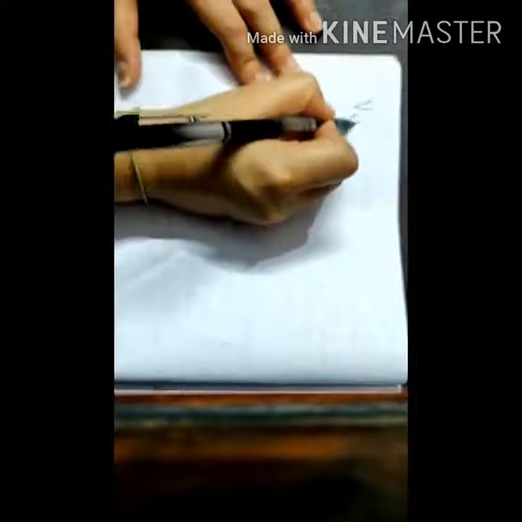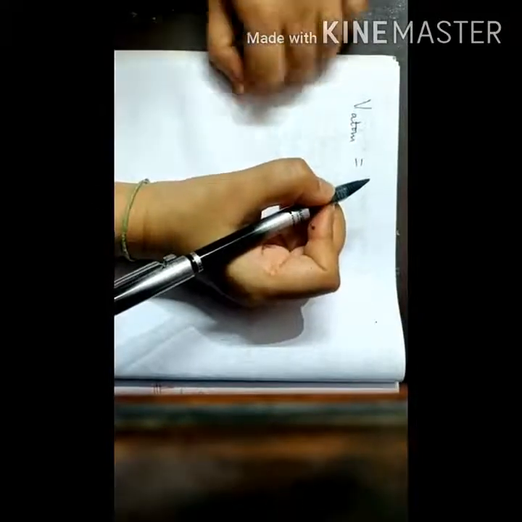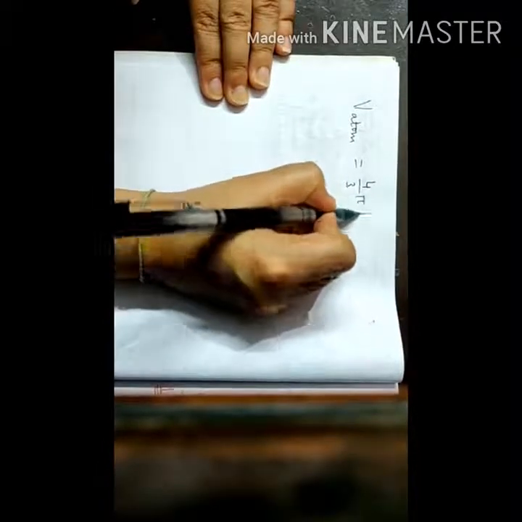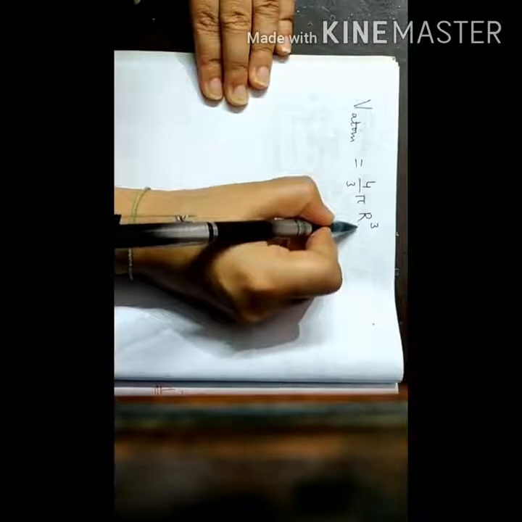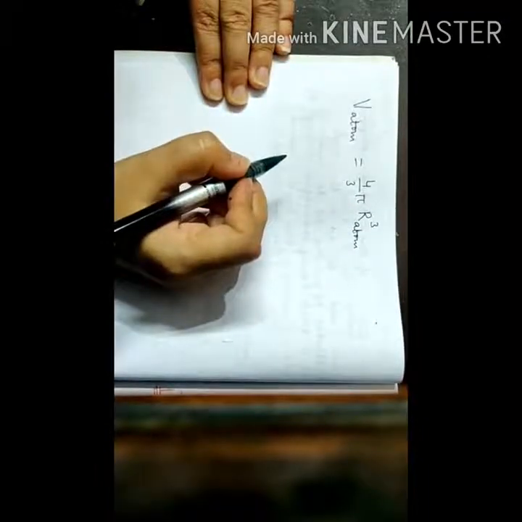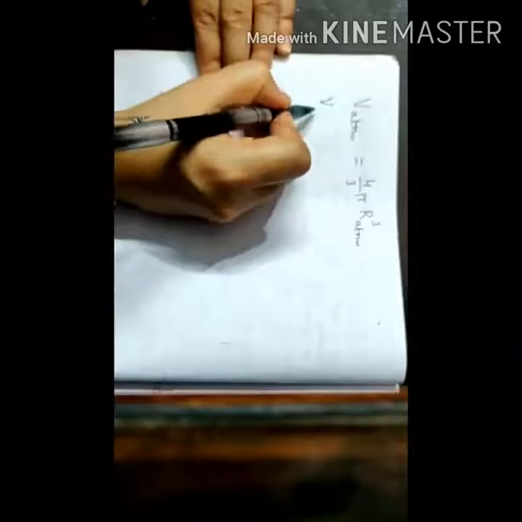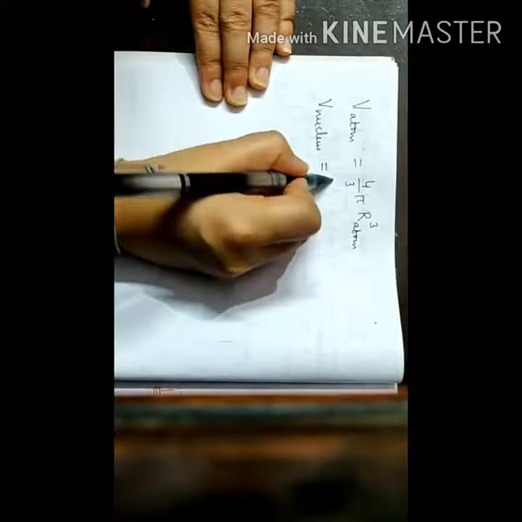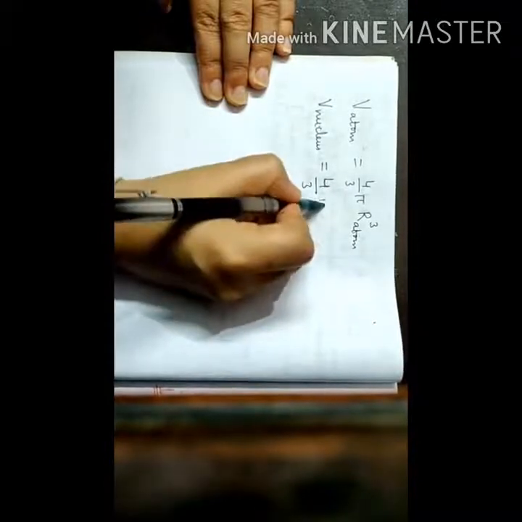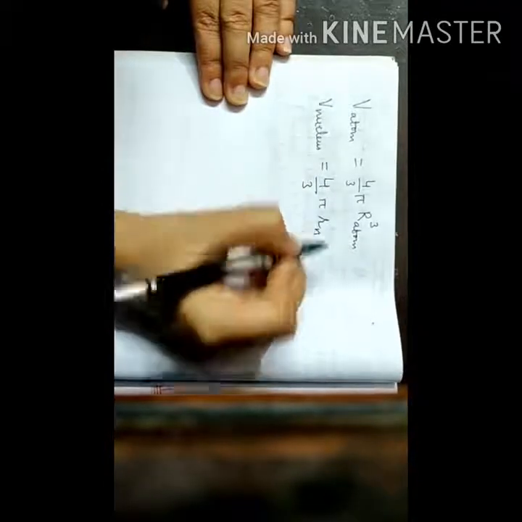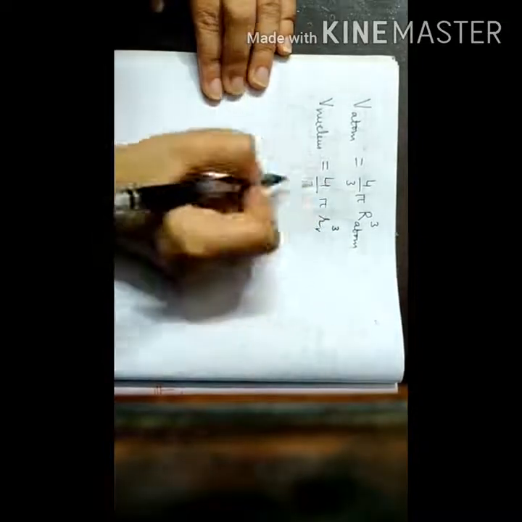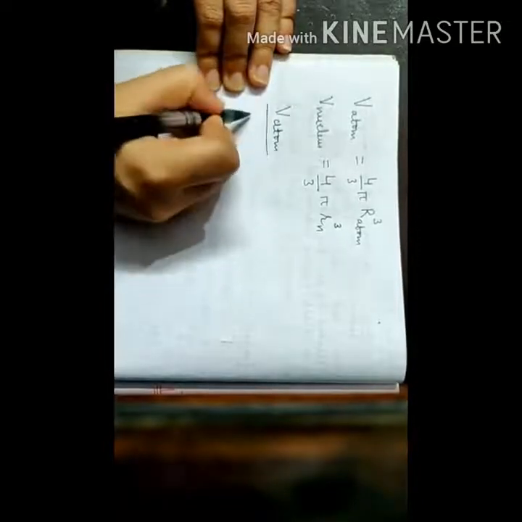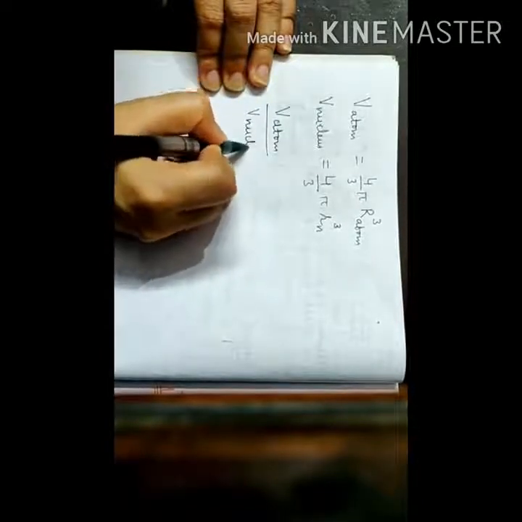Writing volume of atom. Atom is spherical in shape. Then volume of a sphere is equal to 4 by 3 pi r cube. R cube, R of whom will we take? Of the atom. Right? Then if we write volume of the nucleus, nucleus is also spherical in shape. Volume of the nucleus would be equal to 4 by 3 pi r of nucleus cube. Right? When we have to compare them both, we have to divide them. Volume of atom divided by volume of nucleus.